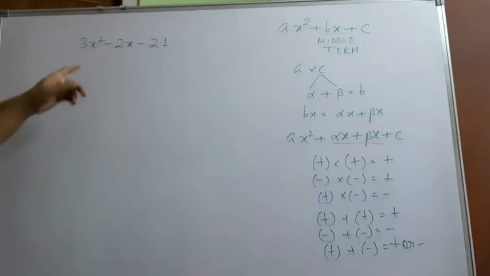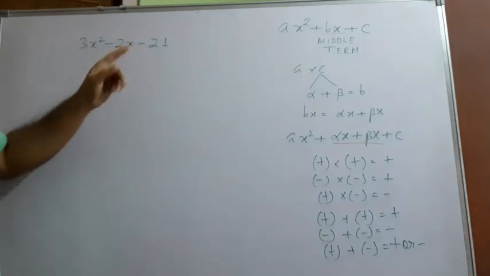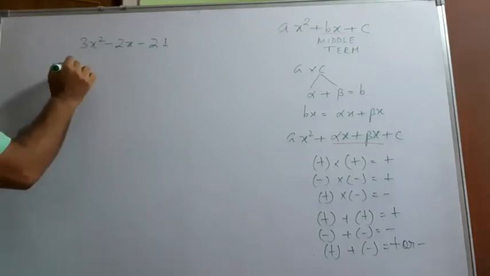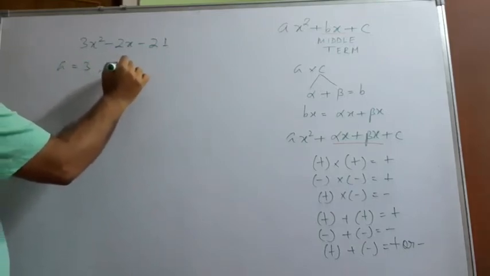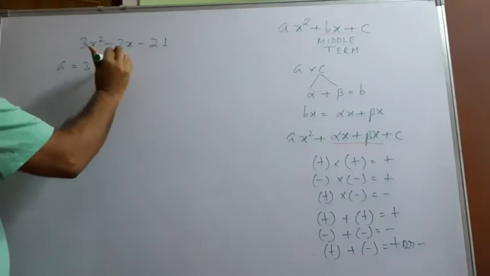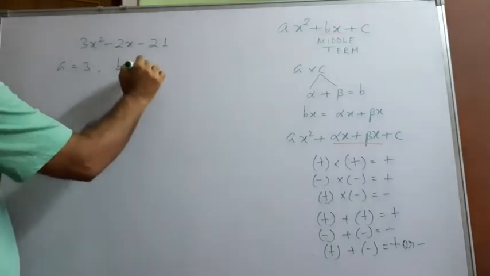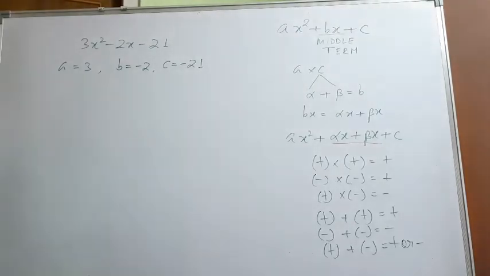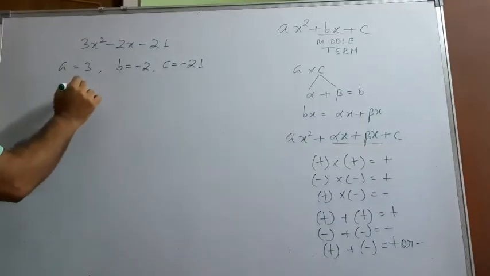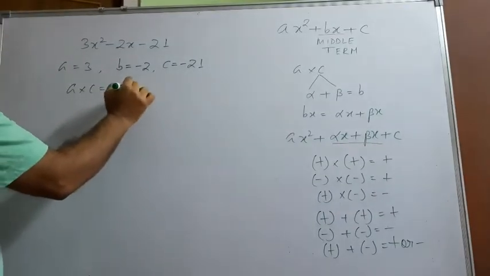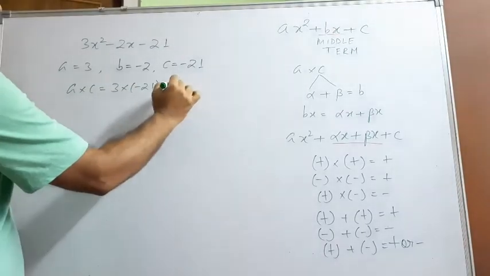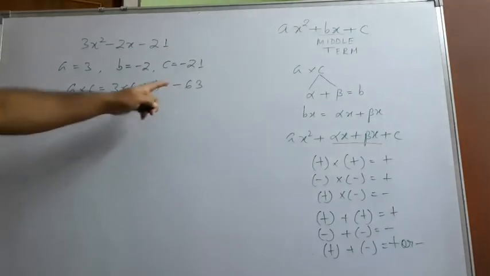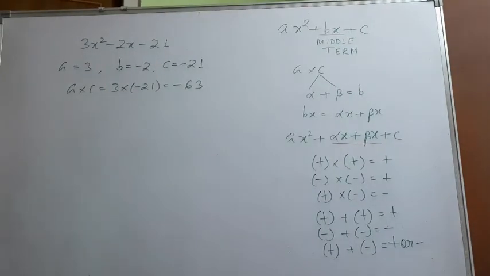Our next example is 3x squared minus 2x minus 21. Here also if you see, A is 3, a positive number, B is minus 2, a negative number, C is minus 21, a negative number. As a result, when you multiply A and C, a positive number and a negative number, your answer is a negative number. So the two factors of minus 63 will be one positive and one negative.